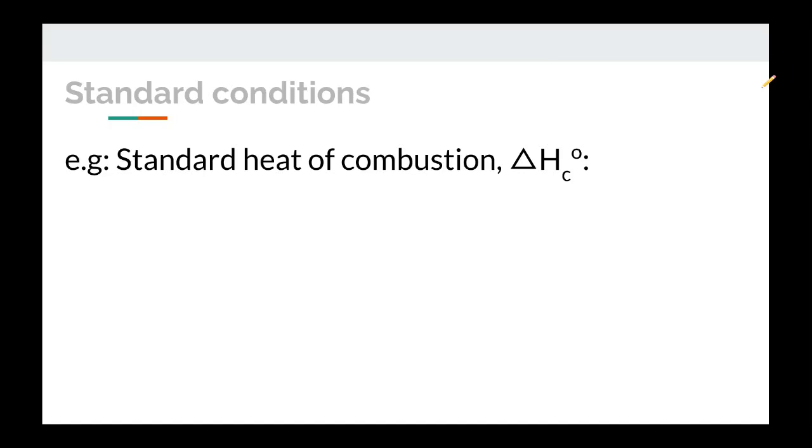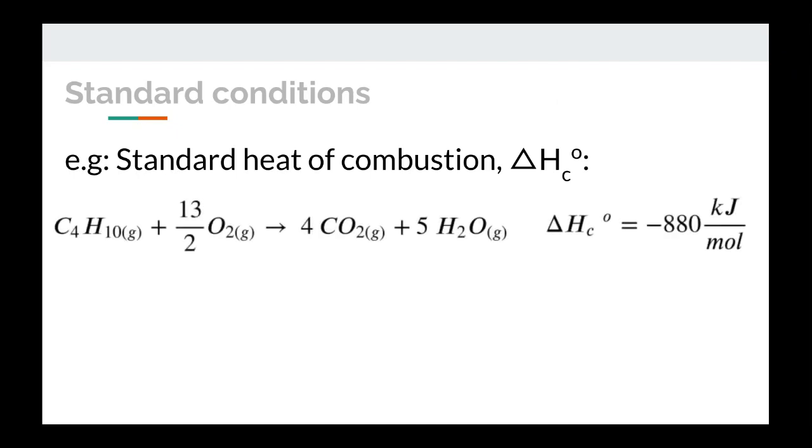One example of a standard heat that could be reported is standard heat of combustion. The little C stands for combustion. So, for example, if you combust C4H10, which is butane, this is the balanced chemical equation on the left, and then on the right, we show how much energy change is occurring as that combustion happens. So this is negative 880 kilojoules per mole. It's an exothermic reaction, which is very typical for combustion reactions. That's why we do them, to get the energy out.